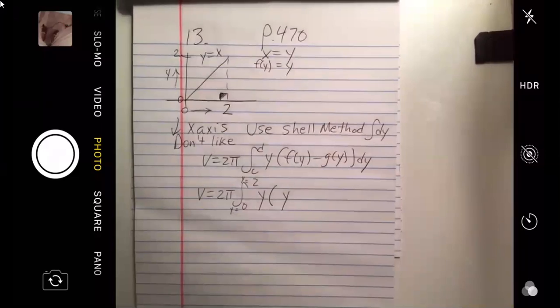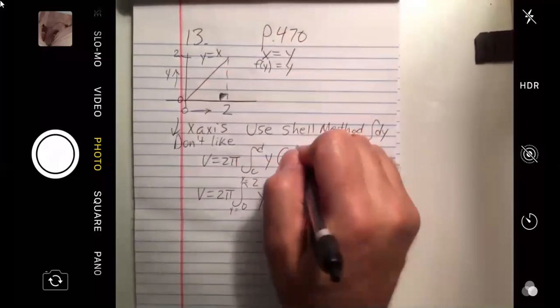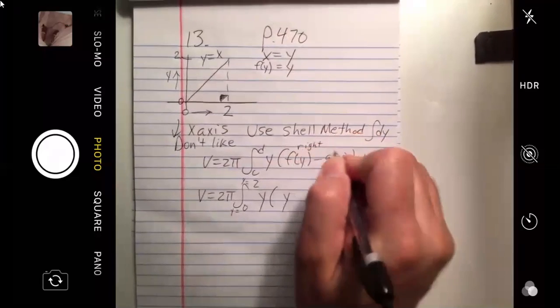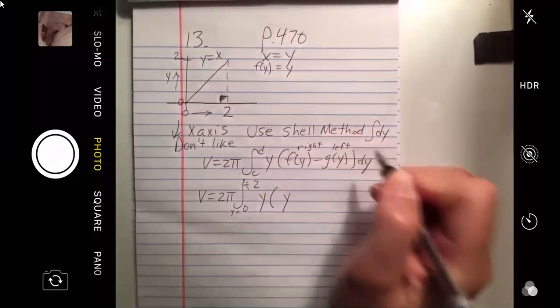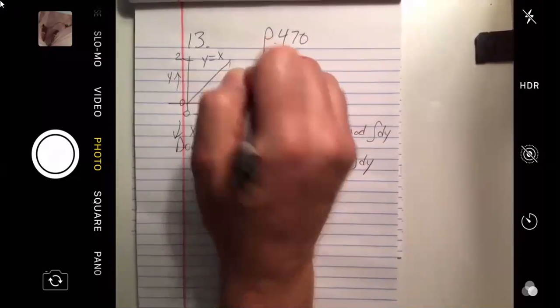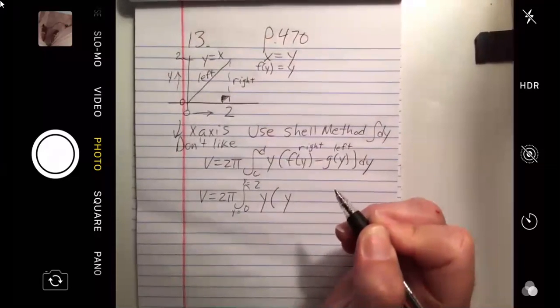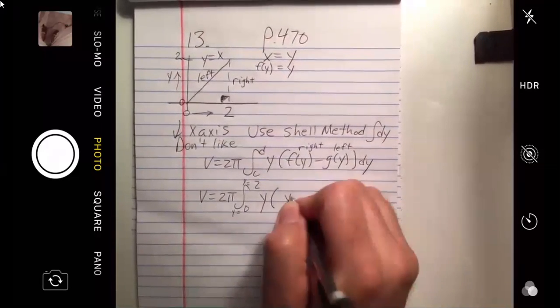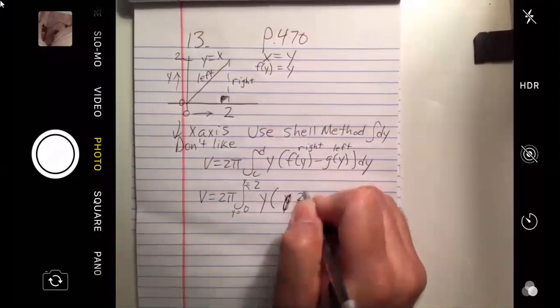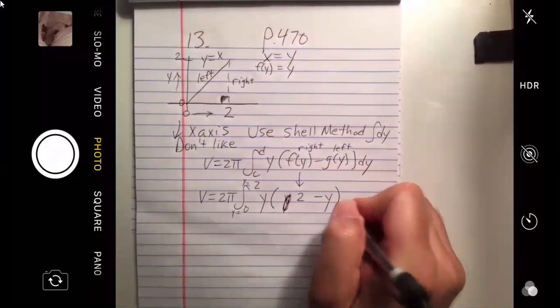y, and your f of y equals y. Actually, no, be careful, because you've got a horizontal. Actually, you're going right minus left. So actually, this is your right, this is your left. So actually, your right is just 2, and your left is minus y, dy.